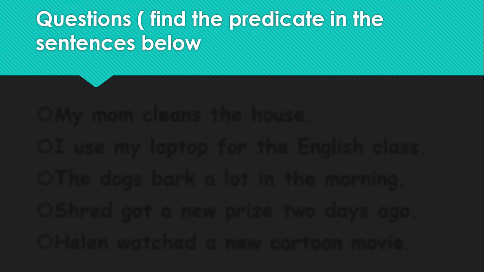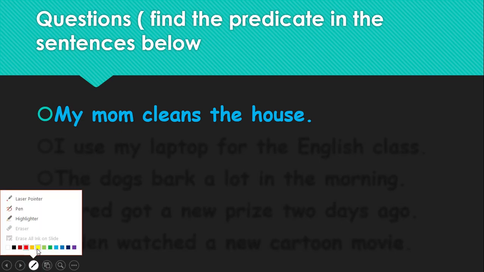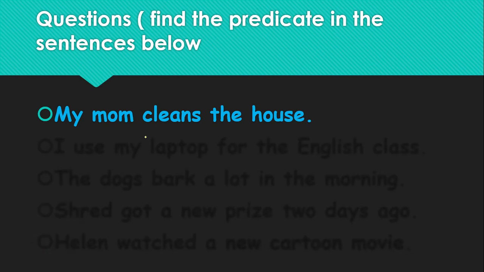Okay, now this is your turn to find the predicate in each sentence. My mom cleans the house. Where is the predicate? Okay, you have to skip the subject now. You know the subject already. So what about the predicate? Where is it? Yes, that's it. Cleans. You can underline that. Cleans the house.